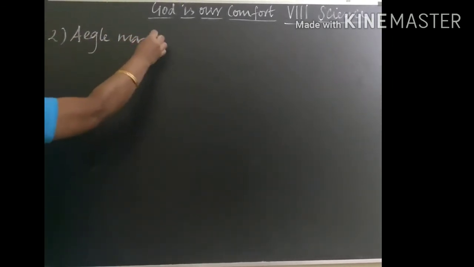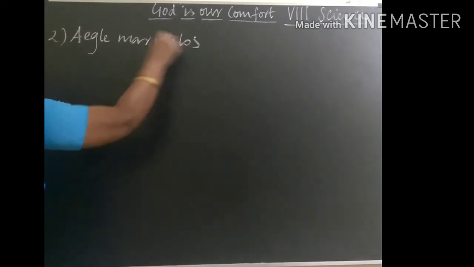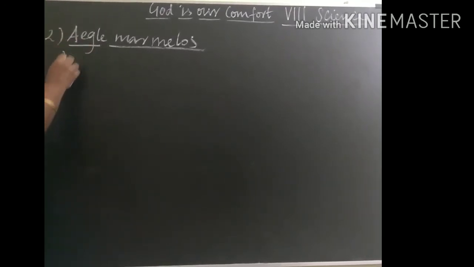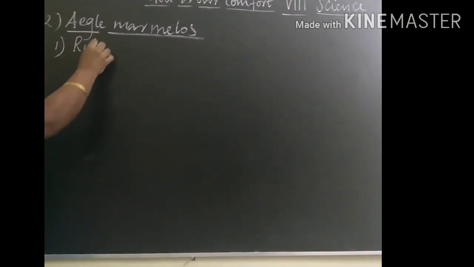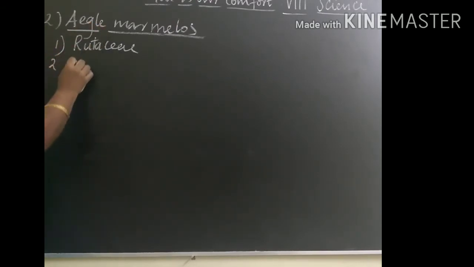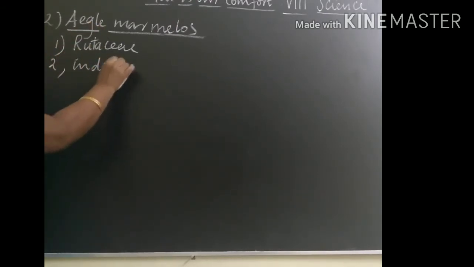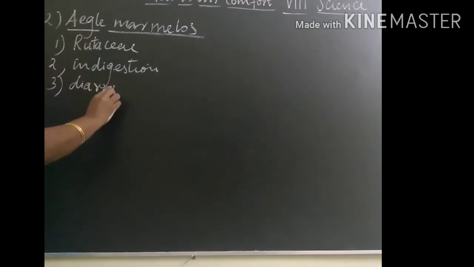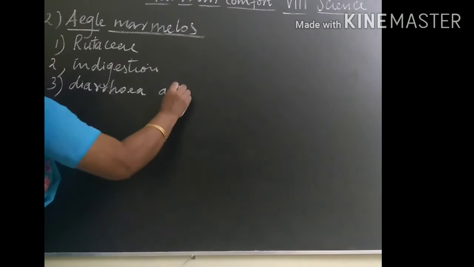Aegle marmelos. Wilworm. It belongs to the family Rutaceae. The unripe fruit of this tree is used to treat indigestion. Indigestion. Then it is used to cure chronic diarrhea. Diarrhea and dysentery.